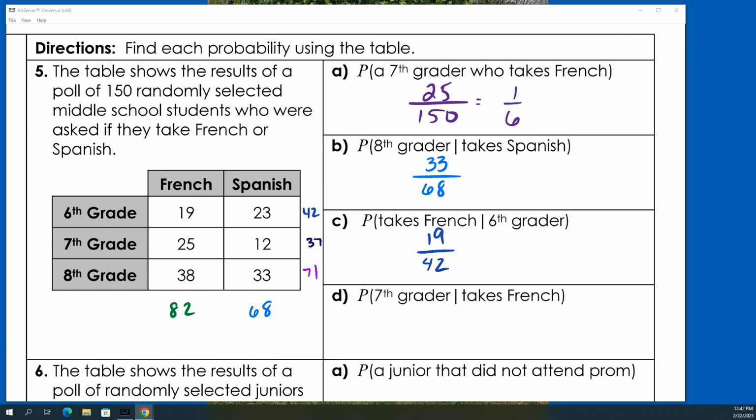So if you were doing D, do you start with how many 7th graders there are or how many French takers there are? It matters what order it's written in. French. So whatever's second, those are the only people you care about. So right now, I only care about the French takers. And there's 82 of those. All right, and then we still look inside that column of French takers, and we want to know how many of those are 7th graders.